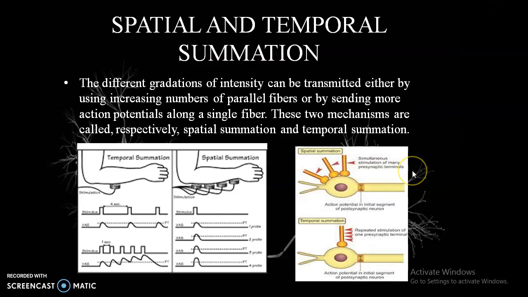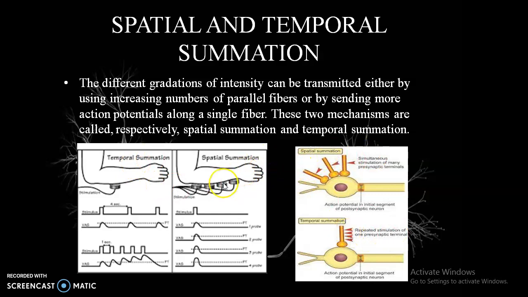So one of the characteristics of each signal is that it must be conveyed with a particular signal intensity. The different gradations of intensity can be transmitted either by increasing the number of parallel fibers or by sending more action potentials along a single fiber. These two mechanisms are respectively called spatial summation and temporal summation.